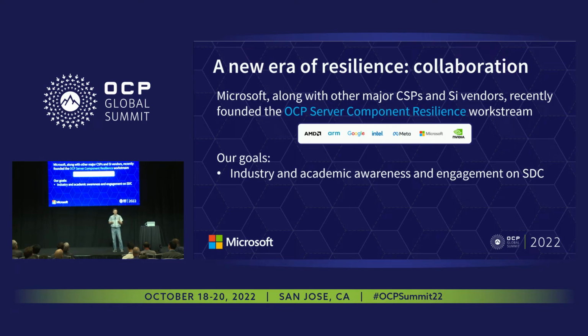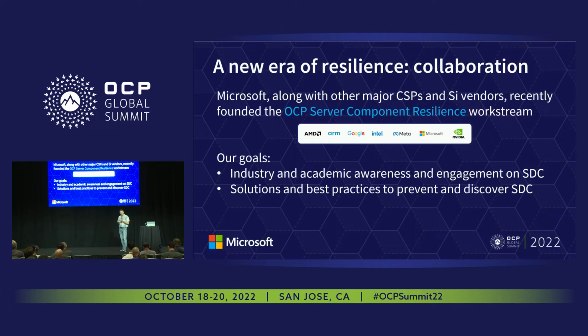Our goals, first and foremost, we want to get industry and academic awareness of this problem. We want to get engagement and motivate people to do something about it. That can include, obviously, developing new solutions, but also investing things like silicon area into these problems for the cloud, where in some other environments, maybe they don't value resilience as much because, who cares if your phone reboots once a year? We can't afford to take that position. Based on that, we expect that we'll get solutions and we'll get best practices to prevent and detect SDC.